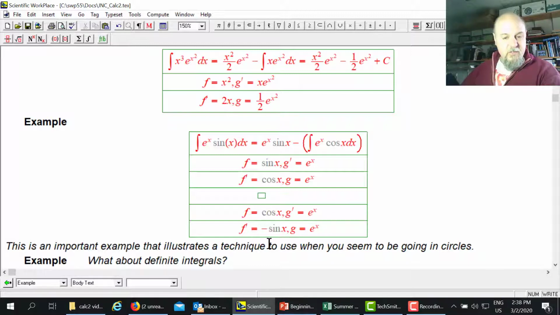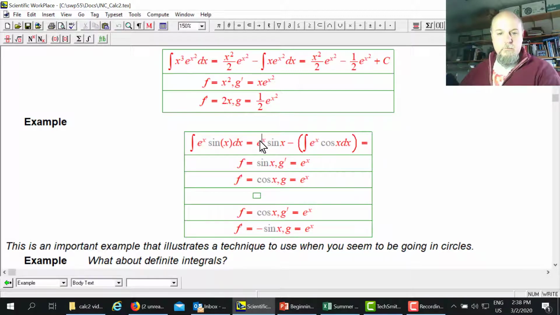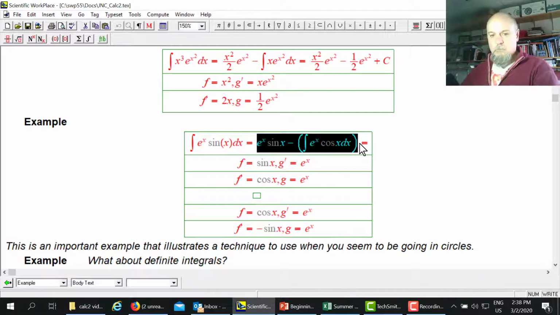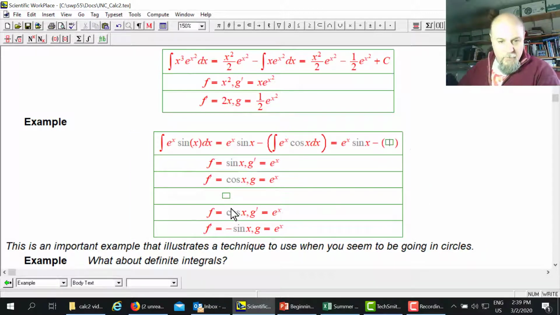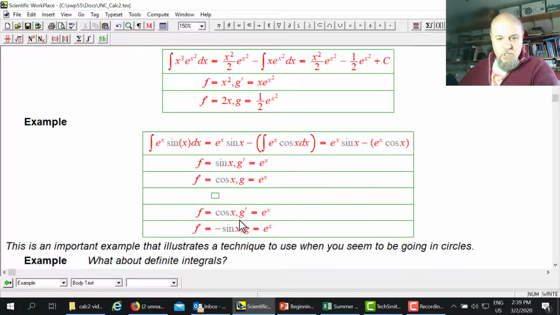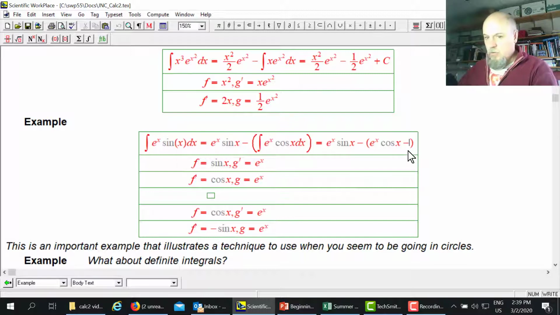So now these are the f's and g's for this inner part here. So that's going to equal, I'm working inside this bracket here. It's going to be f times g, so e to the x times cosine, f times g, minus the integral of the two things I made. The two things I made are e to the x and minus sine.